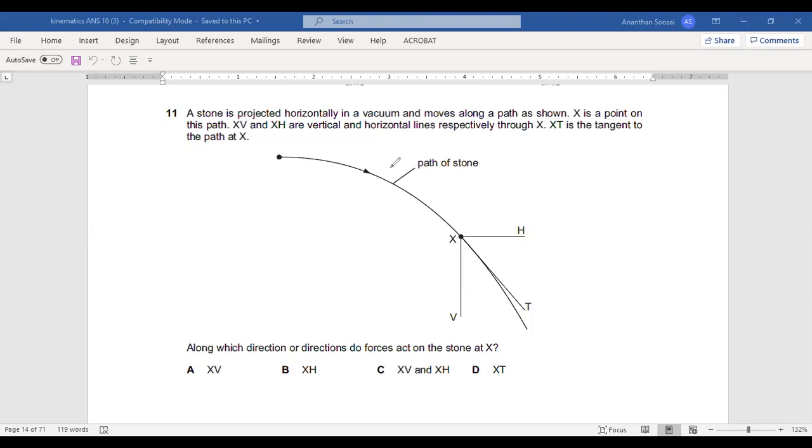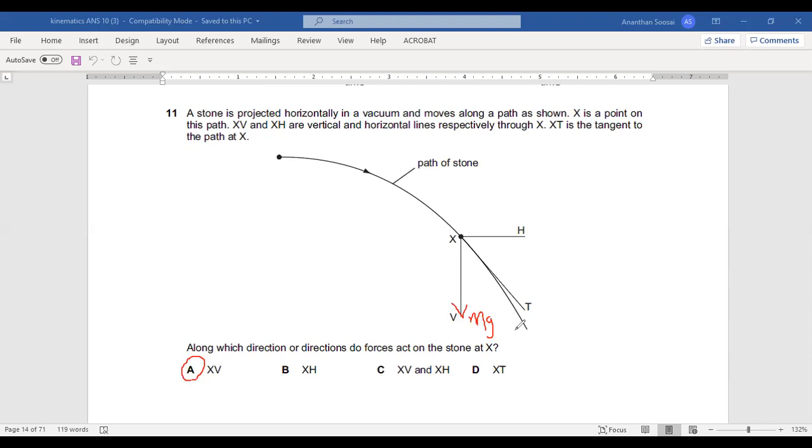An object in free fall in projectile movement, the only force acting down is the weight, mg. Only mg is acting down, without air resistance. So the answer should be A, XV. The only force acting on the object in projectile movement is the gravitational force, the force due to gravity. You don't have any other force. No air resistance. XH is actually the component of the weight. You can break the weight into components, but the actual force acting is only the weight. So the answer should be A.